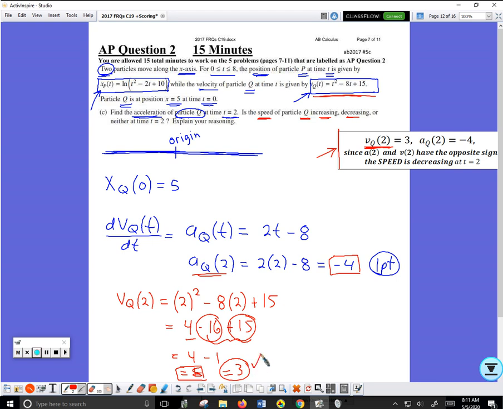So that's why I wrote up here, the velocity at time 2 is 3, the acceleration at time 2 is negative 4. Since the acceleration at time 2 and the velocity at time 2 have opposite signs, the speed is decreasing at time equal 2. The points awarded on this one were 1 point again for finding the acceleration correctly, 1 point for having this box here with your answer and explanation.